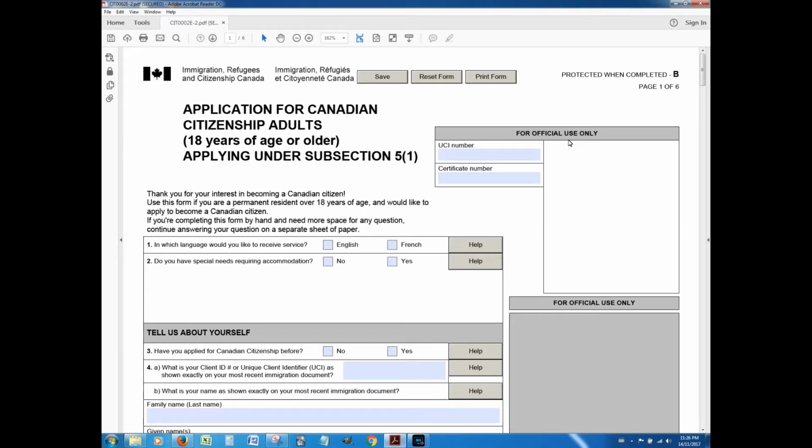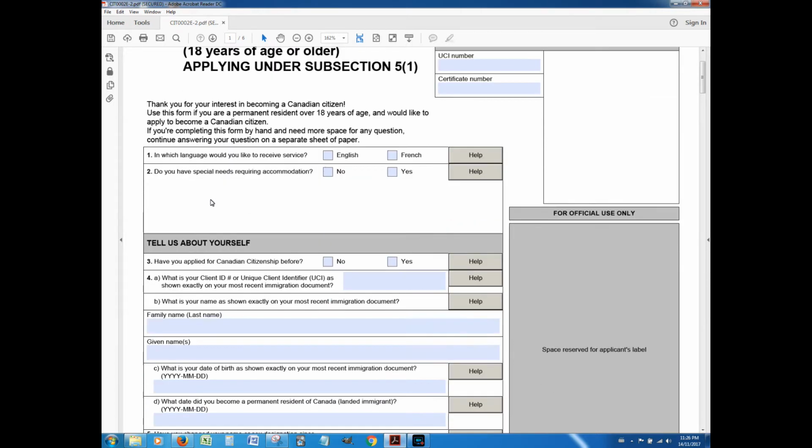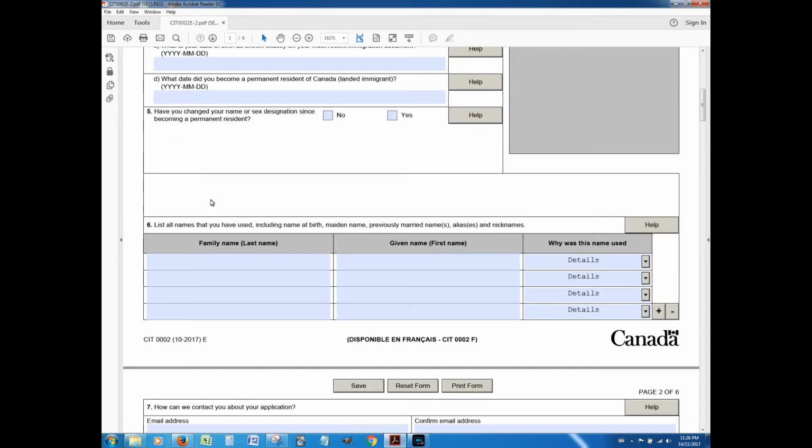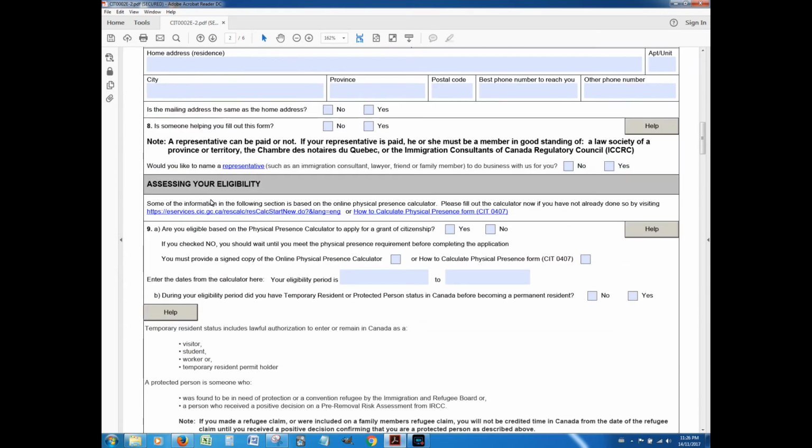I want to make a quick video on how to answer question 14 on the application for Canadian Citizenship's adult form. Now, this question has come up recently in the Canada Visa Forum about how to answer question 14, and I'd just like to give a brief synopsis of what's happening here.